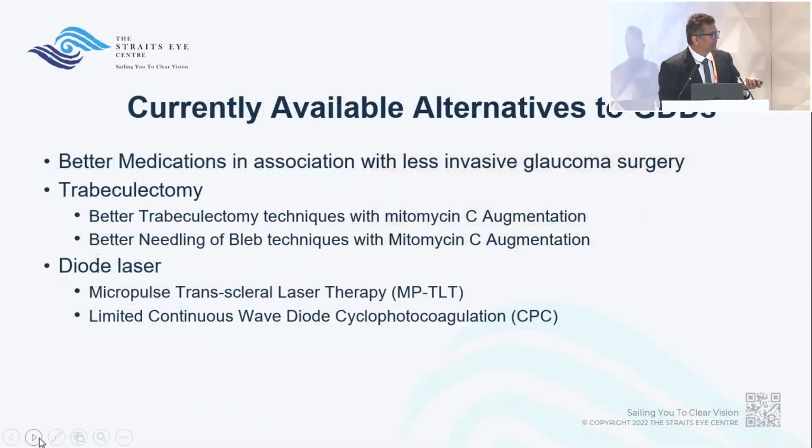So the tube killers really are basically better medications, better trabeculectomy techniques with mitomycin C and hawk-like control post-operatively, and diode laser with the micropulse. I'm using that a bit more frequently to reduce medication burden.